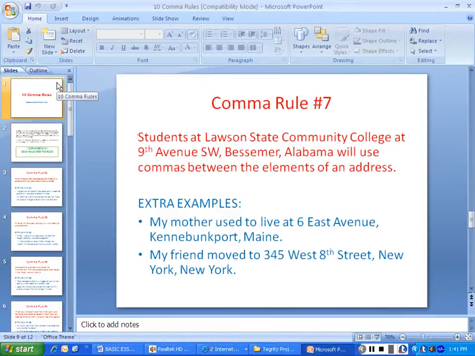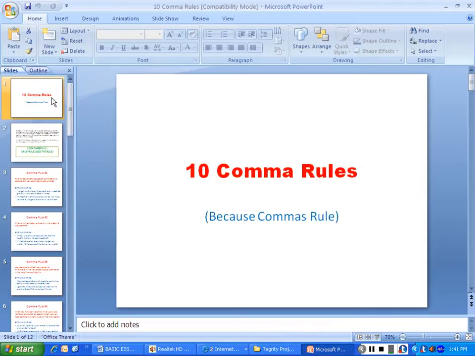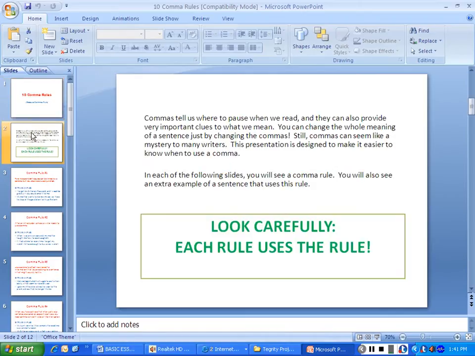Hello, we are talking today about comma rules. There are 10 comma rules, and we're going to discuss all 10 because commas rule. Commas tell us where to pause when we read. They can also provide us with very important clues about what exactly we mean. You can change the whole meaning of a sentence, believe it or not, just by changing the commas.